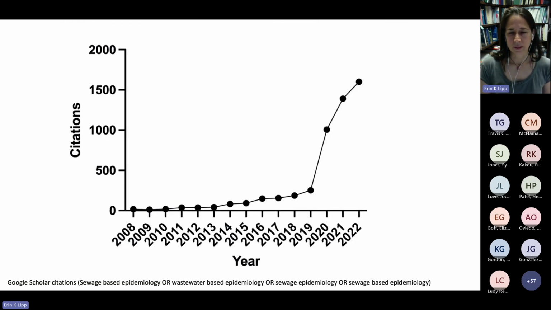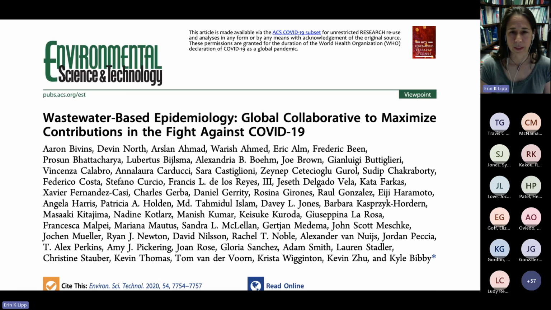So if you just do a Google Scholar search, looking at search terms like sewage-based epidemiology, wastewater-based epidemiology, and sewage epidemiology, you can see this inflection happens quite dramatically between 2019 and 2020. This is really when the idea of using wastewater as a surveillance tool for infectious agents really took off. And of course, we know what happened then. That was the beginning of the COVID-19 pandemic.